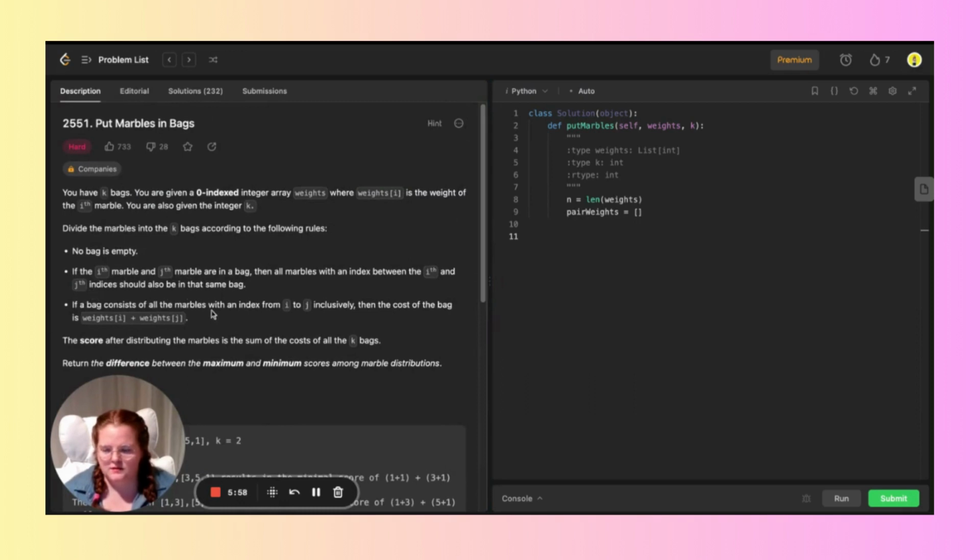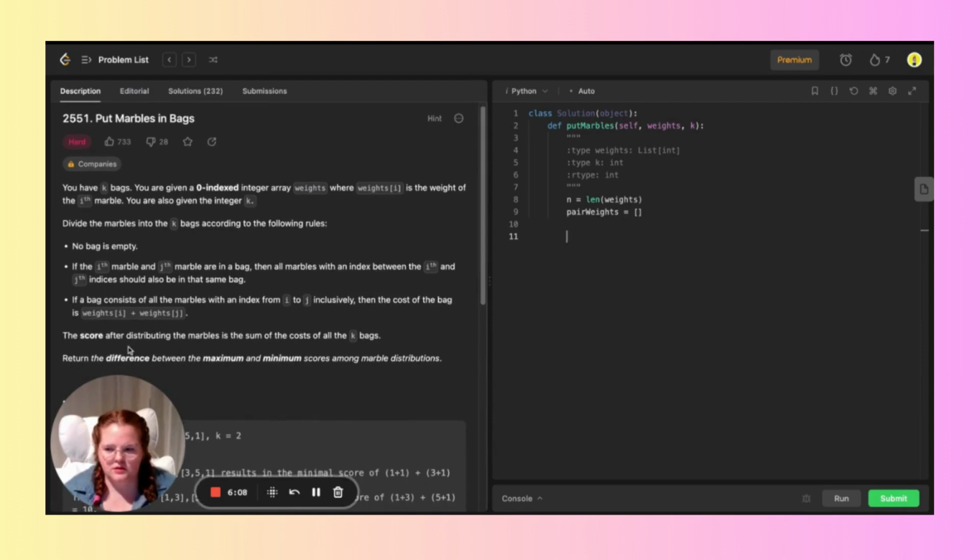The bag consists of marbles from I to J inclusively. The cost of the bag is weights I plus weights J. Score after distributing the marbles is the sum of the costs of K bags. Return the difference between the maximum.